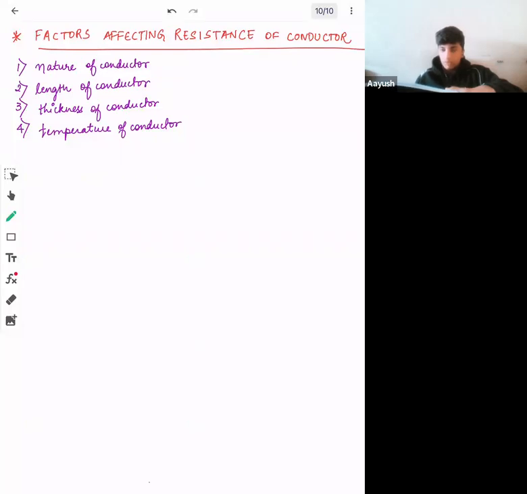Dependence on the temperature of a conductor. With the increase in temperature of a conductor, the random motion of free electrons increases. As a result, the number of collisions of electrons with the positive ions increases. Hence, the resistance of conductor increases with an increase in temperature. The resistance of the filament of a bulb is more when it is glowing, that is, when it is at a high temperature, as compared to when it is not glowing, that is, when it is cold.